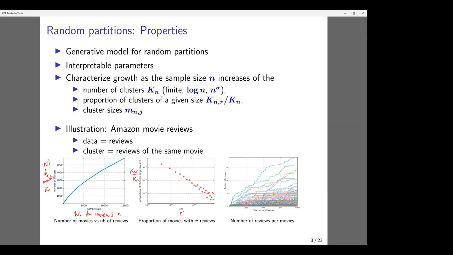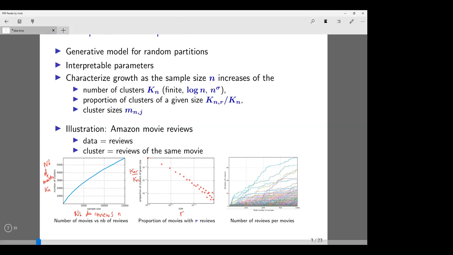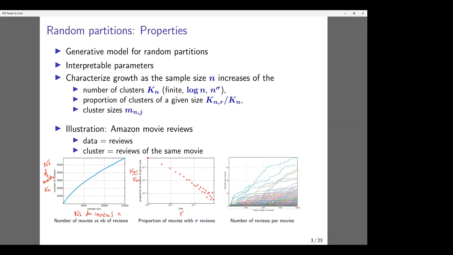So I've represented this on the log-log scale. These points represent the proportion of movies with one review, the proportion of movies with two reviews, three reviews, etc. And what you get here is a heavy tail behavior with a linear trend on this log-log scale. So the distribution of the cluster sizes looks like a power law distribution.